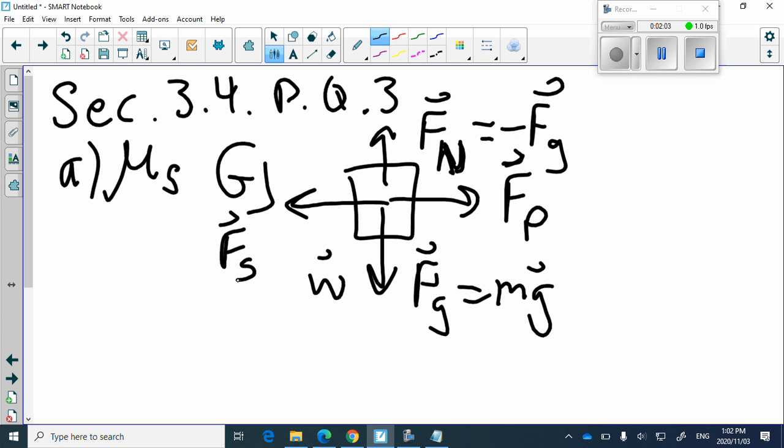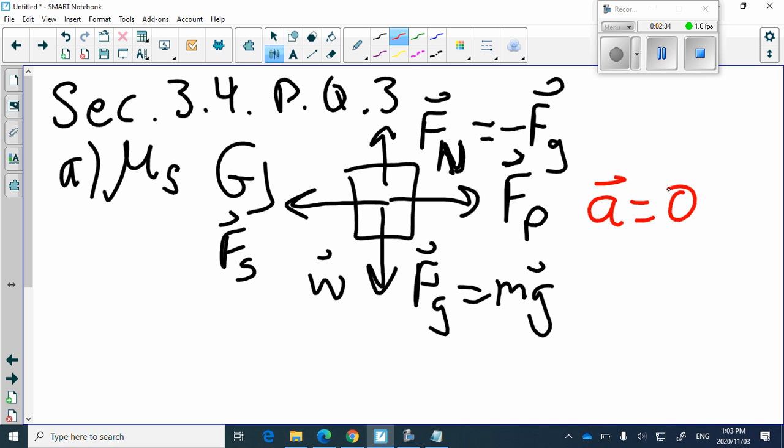Now, what's really important here, well, a lot of things are important, but this is also important, is that it's not moving. It's just about to start to move. So that means its acceleration is, it's not moving, it's standing still. Amy? 0. Okay?